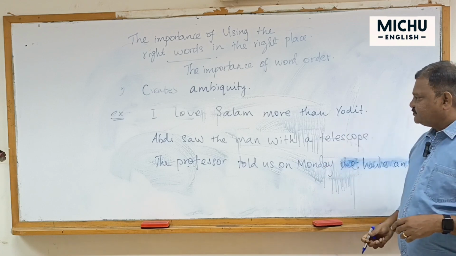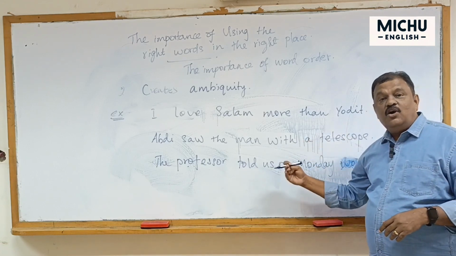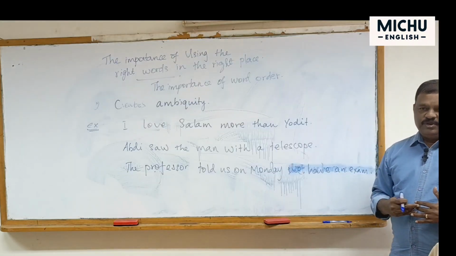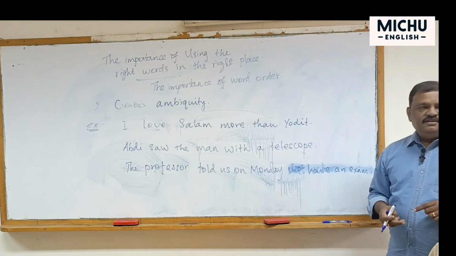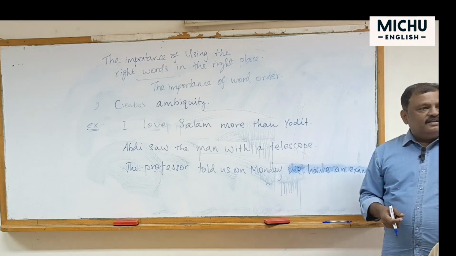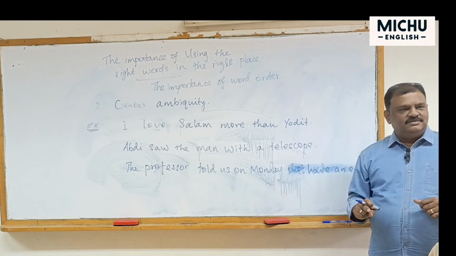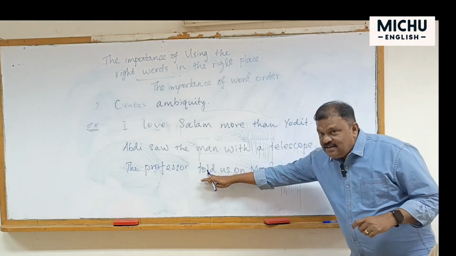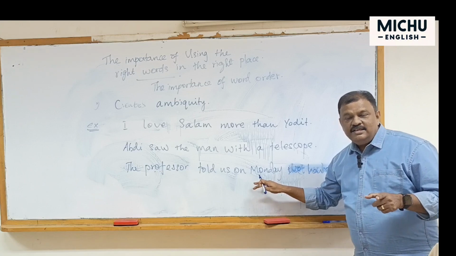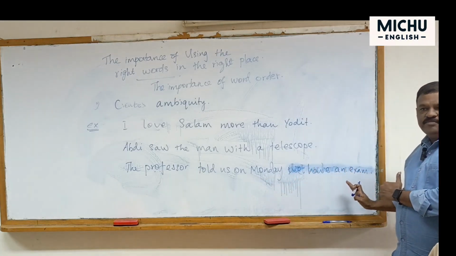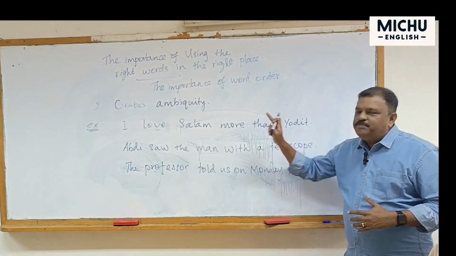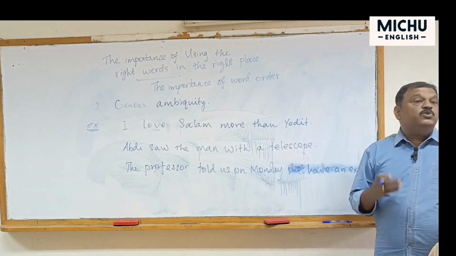Okay, let me tell you. The professor told us on Monday we have an exam. Okay. Meaning number one is the professor told us on Monday that we have an exam. The telling happened on Monday. This Monday is not connected to the exam. Do you understand? It was on Monday the professor told you in the class that you will have an exam.